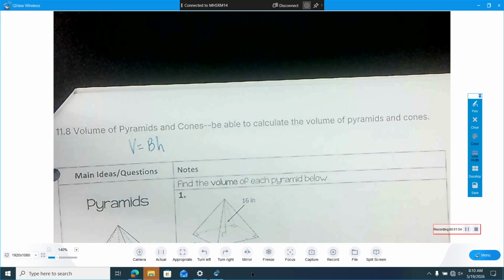I'm going to fill this pyramid with water. How many pyramids of water do you think will fill up the cube? Two, three. Give me some fingers. One third. Four, three, two.